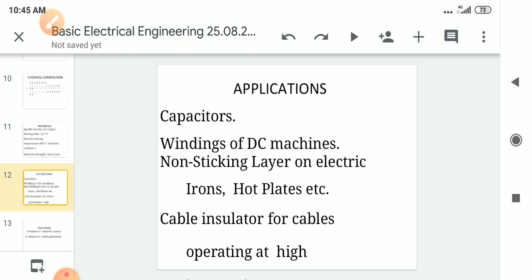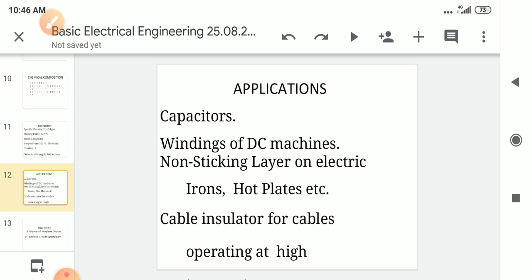The applications of this are capacitors. And this Teflon is used for making windings of the DC machines, that is in DC motors and DC generators. There are different lap windings and wave windings, like that type of windings. This Teflon is used as insulating material for these windings to prevent the short circuit from one winding to another winding.